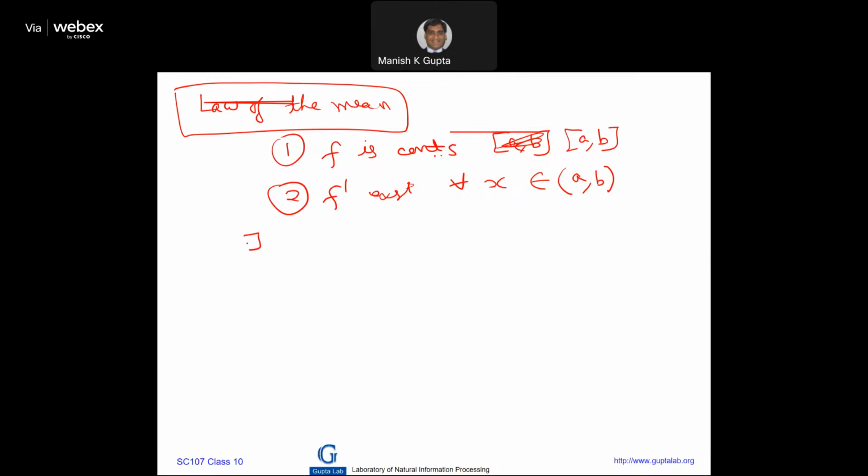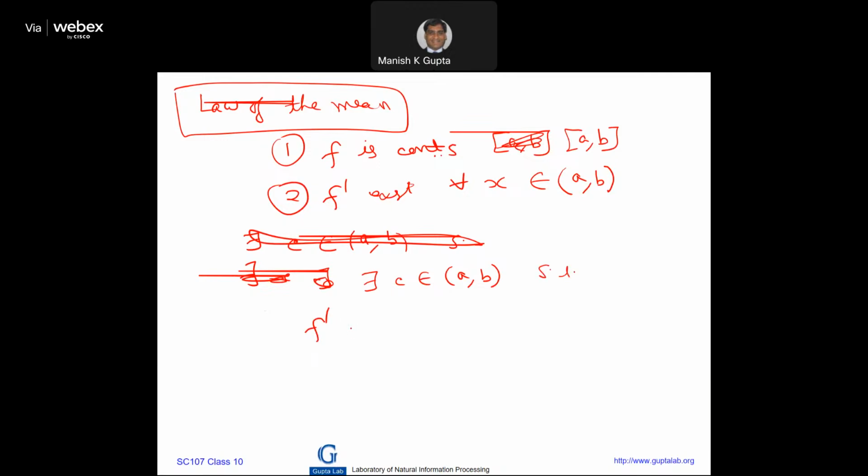Then there exists a point c between a and b such that the derivative at c is f of b minus f of a divided by b minus a. Right. So you can clearly see that it's a generalization of the previous result.